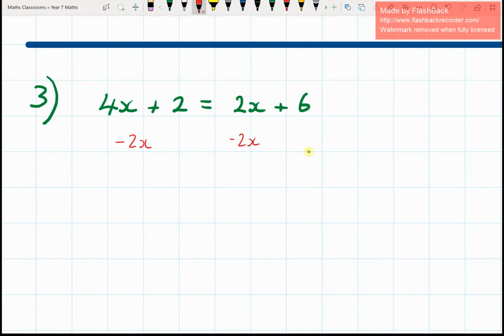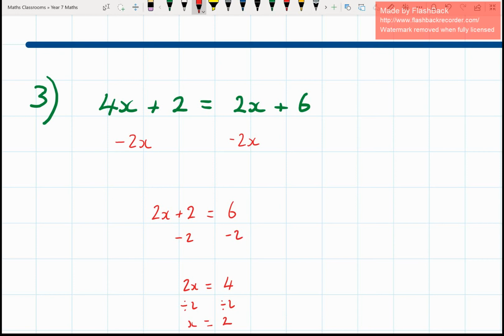So if I rewrite now, I've got 4x, take away 2x, which gives me 2x. I've still got my plus 2, and that's going to equal the 6, because this is gone now, isn't it? And now, just like the other questions, we've got a two-step equation. So I'm going to subtract 2 from both sides, and that gives me 2x equals 4. And then I'm going to divide both sides by 2, and that's going to give me x equals 2.